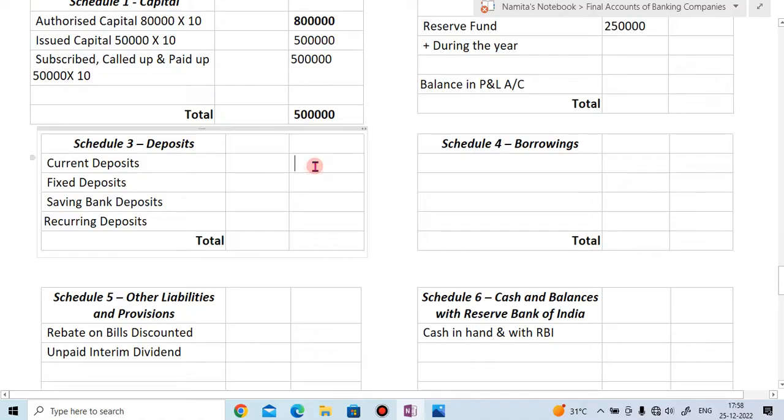So current deposit is how much? 1 lakh rupees. Fixed deposit is 1,25,000. Saving deposit is 1,50,000. Okay, there is no adjustment on the deposit, so directly write the amount in the outer column.